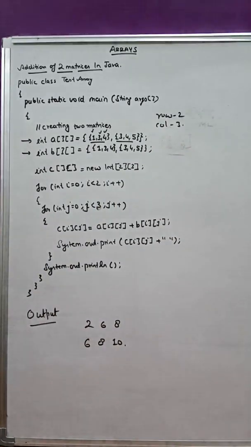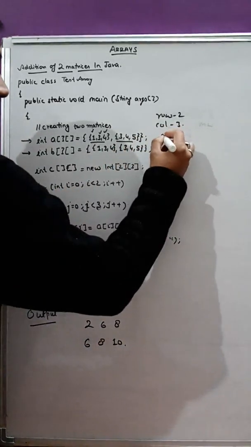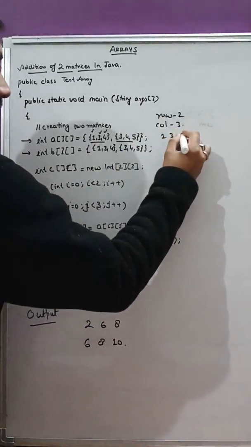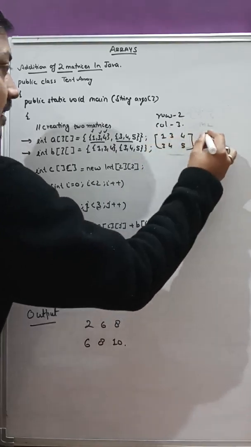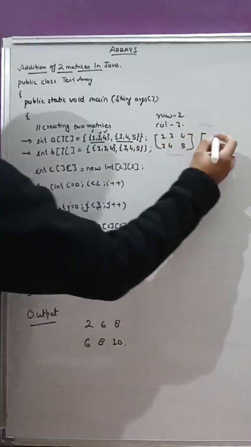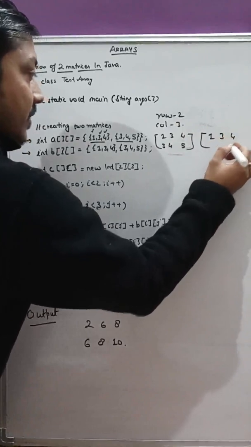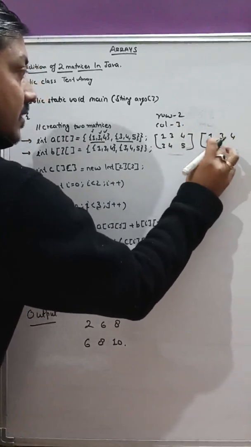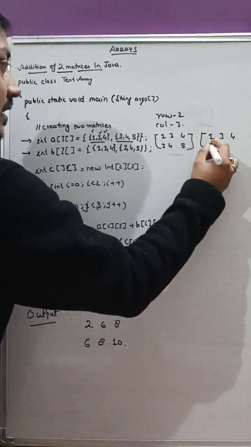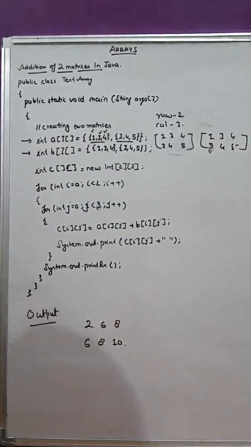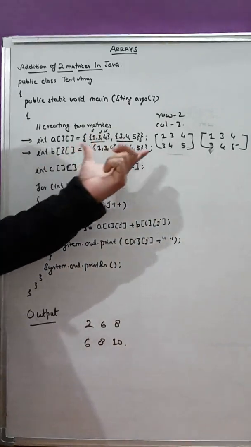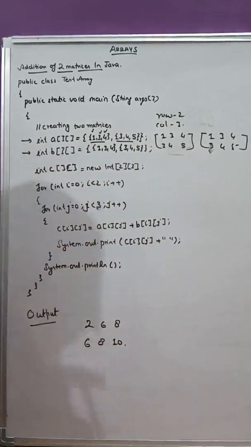Now the values will be like this. For the first matrix it is 1, 3, 4, 3, 4, 5. And for the other matrix it is also 1, 3, 4, 3, 4, 5. So this is the value for the two matrices, and it will look like this in pictorial form.